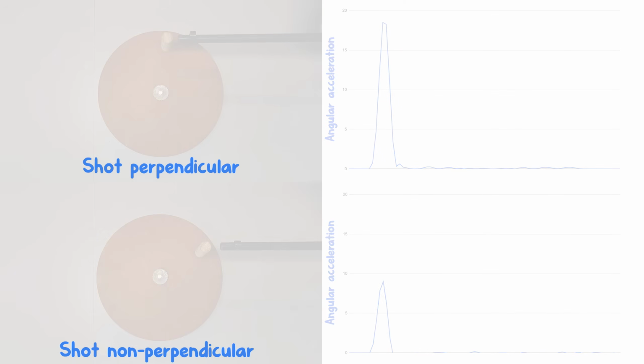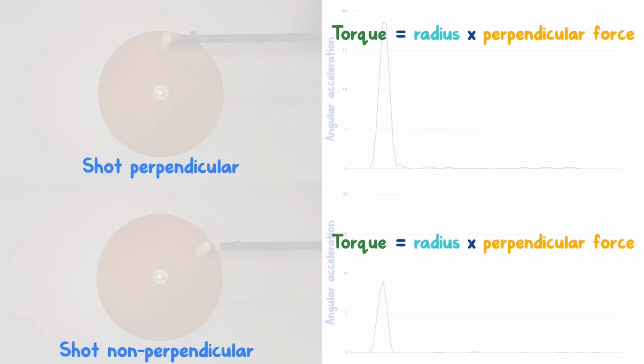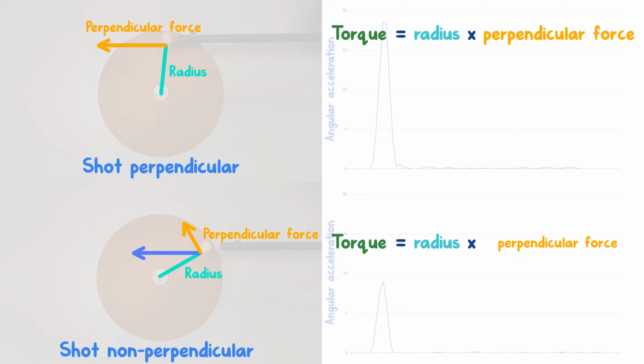This happens because the torque applied to the disc is equal to the radius multiplied by the component of force perpendicular to the radius. The radius is kept constant, and while we can assume the force is approximately the same in each case, in the first position, all of the force is roughly perpendicular, while in the second position, the perpendicular component is smaller, resulting in a smaller torque, smaller angular acceleration, and smaller angular velocity.